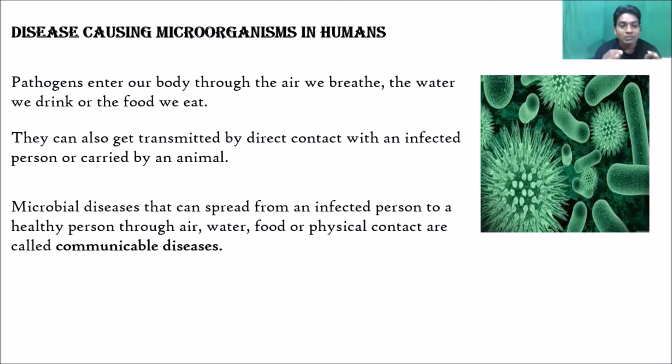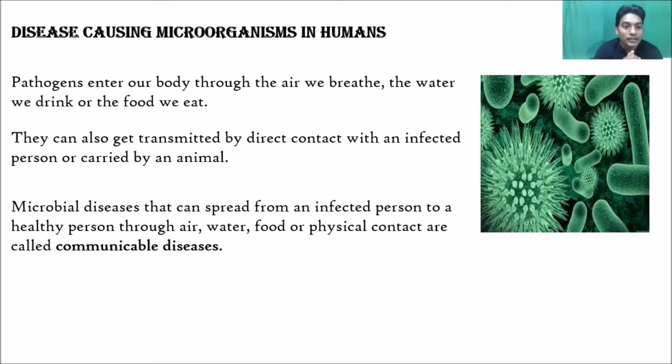These can be transmitted directly if a person gets in contact with an infected person, or if the carrier is an animal and you get direct contact with the animal. How is transmission done? Transmission is done either by direct contact with the infected person or by an animal which is carrying the pathogens.